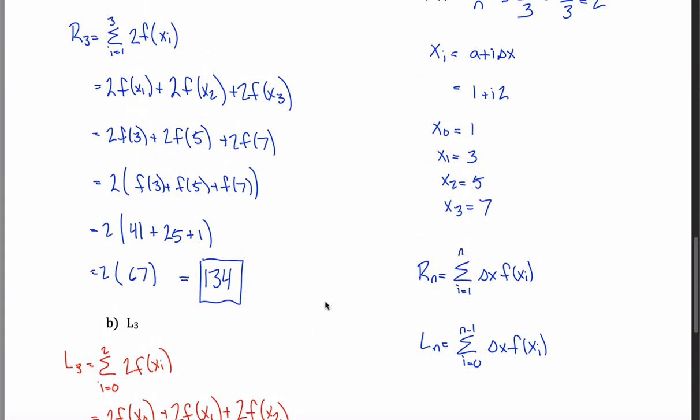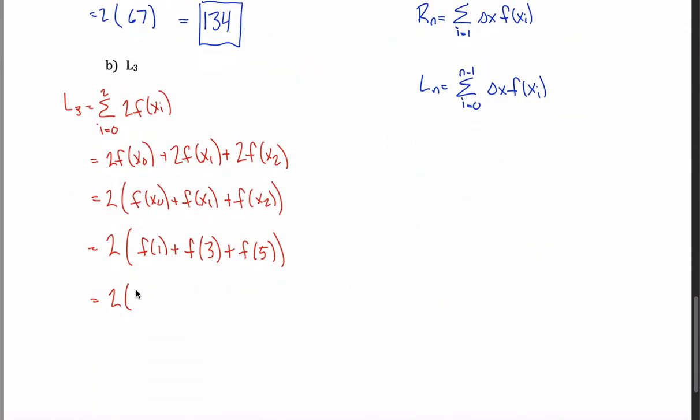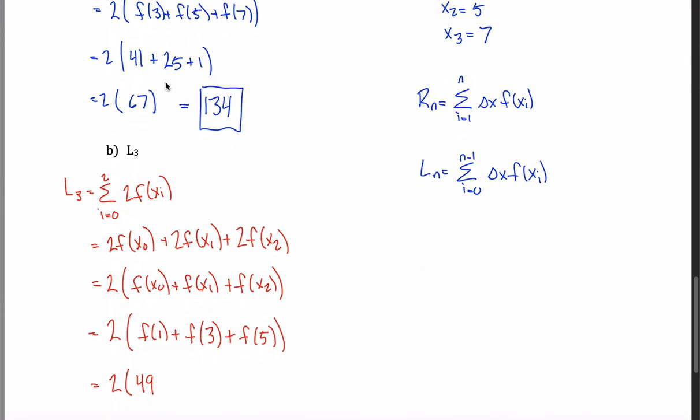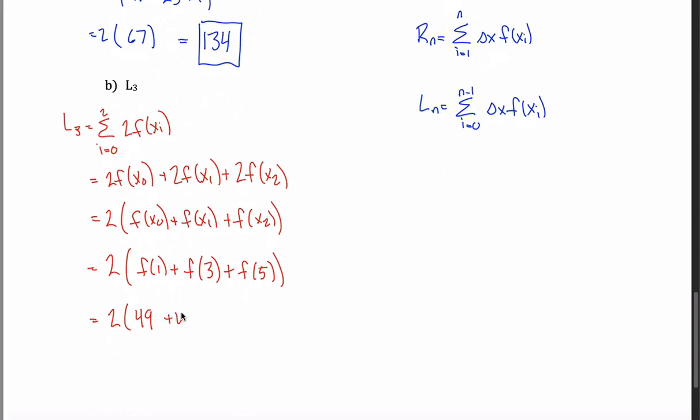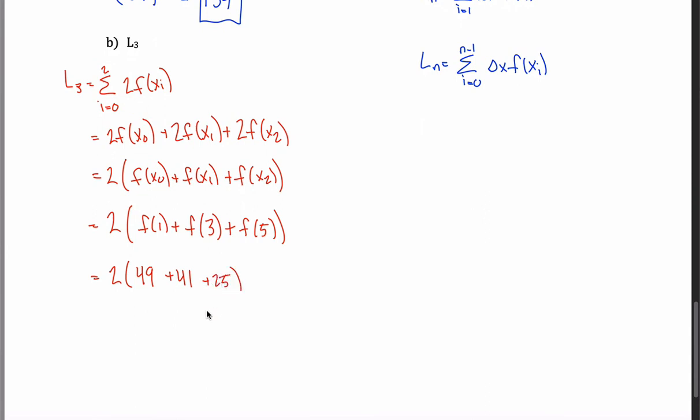f of 1, well, I've got to take 1 and plug it into this function. So 50 minus 1 squared, that's 49. And then f of 3, take 3 and put it in here. So 3 squared is 9, 50 minus 9 is 41. Oh, right, I already figured that out here. And then finally, f of 5, I've got to take 5 and put it into that equation. 5 squared is 25, 50 minus 25 is 25. Oh, right, that's familiar. So I get a 25 here. And then if I add up these 3 things, I get 90 plus 25, which is 115. And 115 times 2 is 230, which would be the final answer to this question.